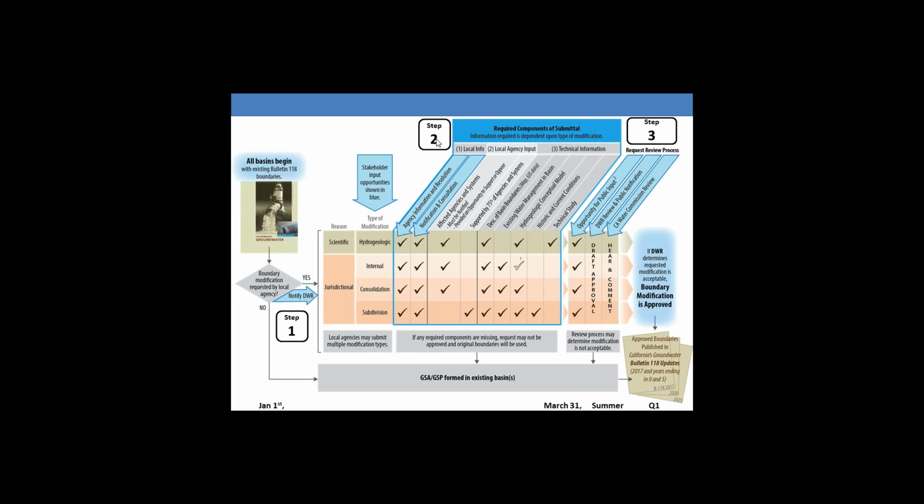So step two then becomes complying with the specific requirements as it pertains to the information required for us to evaluate criteria for the boundary modification request. And those criteria are specific to the type of modification being made. The primary division is scientific versus jurisdictional.